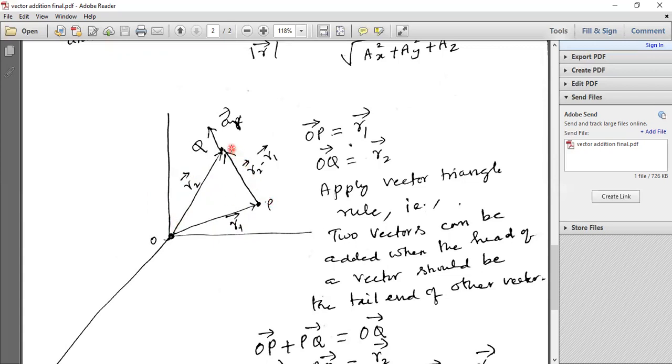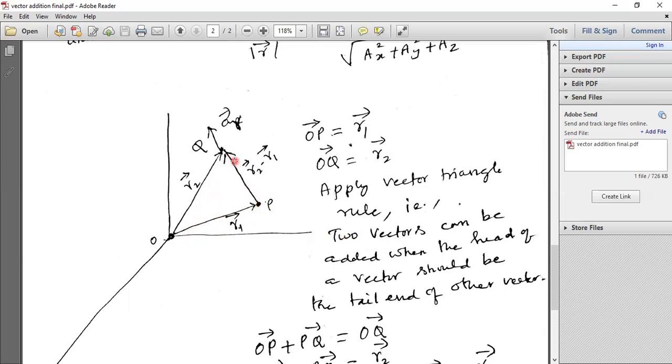Now this is the desired vector that I want to calculate. Now I am applying the vector addition rule. So what does the vector addition rule say? If two vectors are to be added, the head of a vector should be the tail end of the other vector. So this is the head of the vector, which is acting as the tail end of the other vector. So OP plus PQ is equal to OQ.